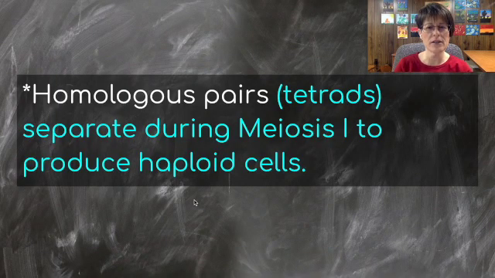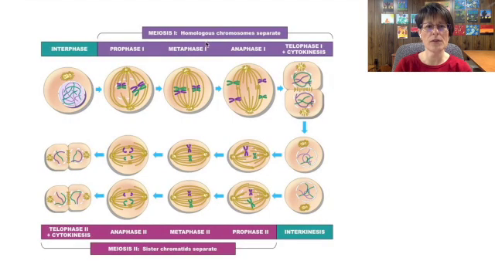And homologous pairs called tetrads, tetra meaning 4, separate during meiosis 1 to produce haploid cells. So this is the part, meiosis 1, that is very different from mitosis because this is where those homologous chromosomes, those tetrads for the number 4, are separated and we produce that haploid state. And you'll also notice that there are 4 haploid cells produced at the end.